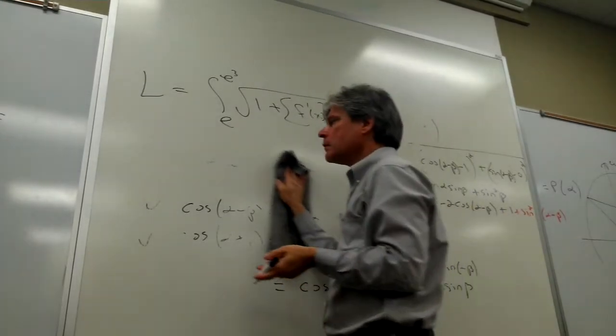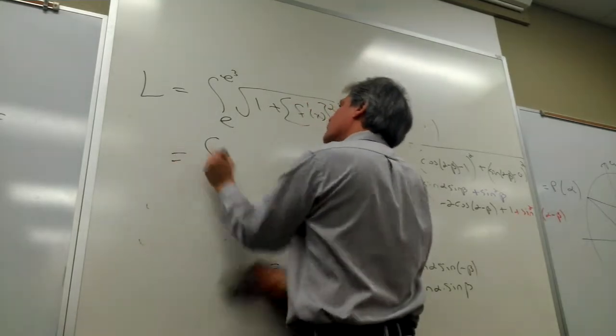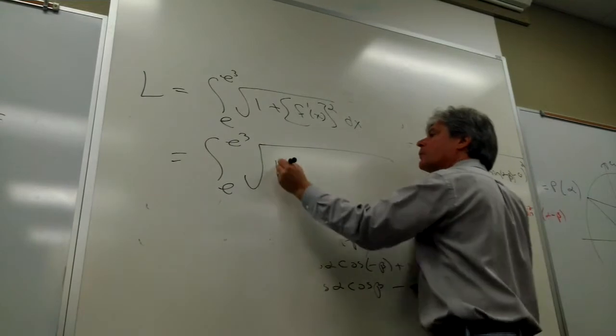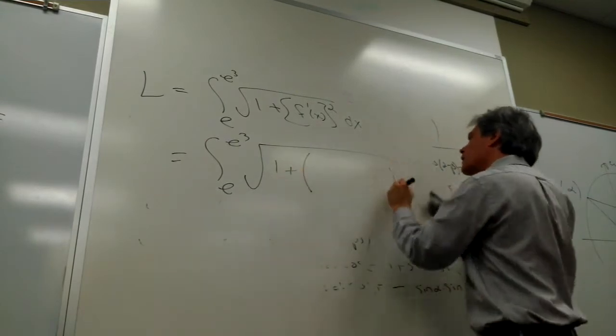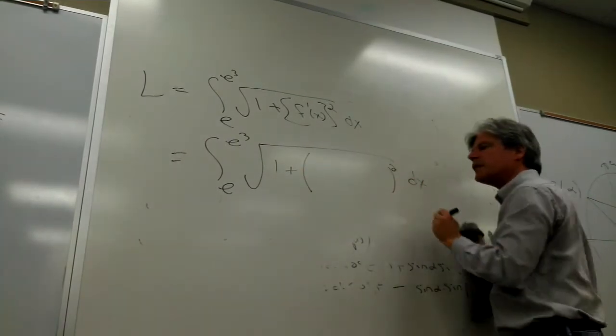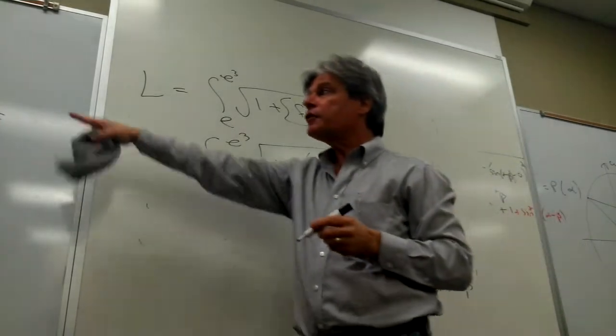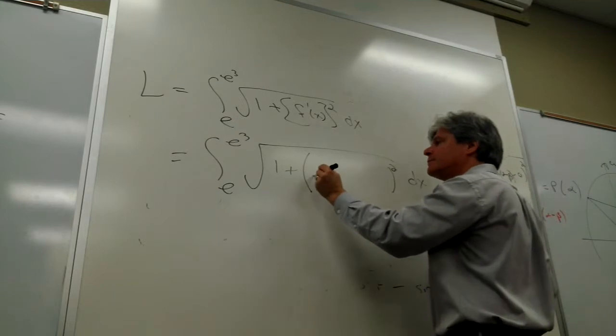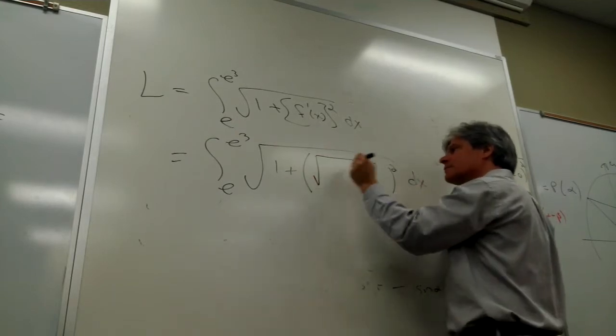Let's just plug everything in. I think that leaves me with the integral from here to here of the square root of 1 plus something squared. When it comes to that something, it is the derivative of the function f with respect to x, which is the square root of ln squared of t minus 1.